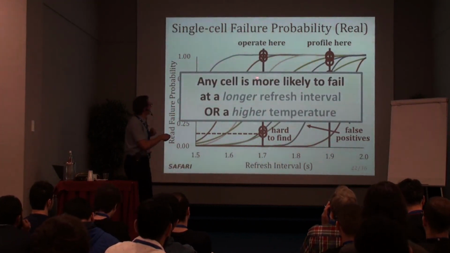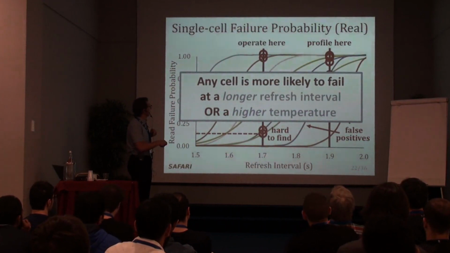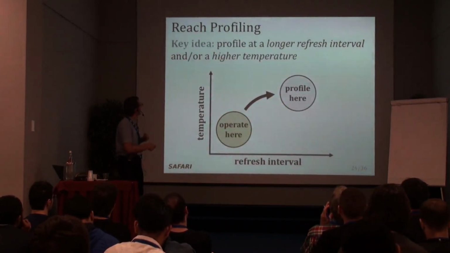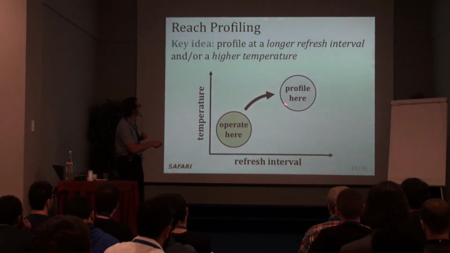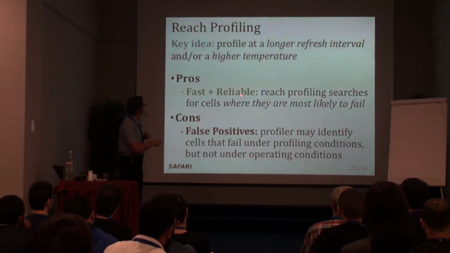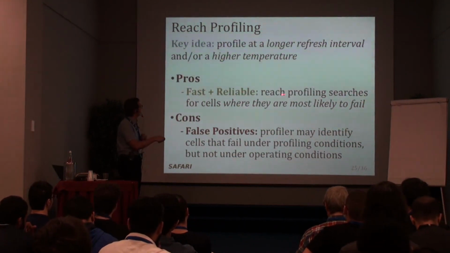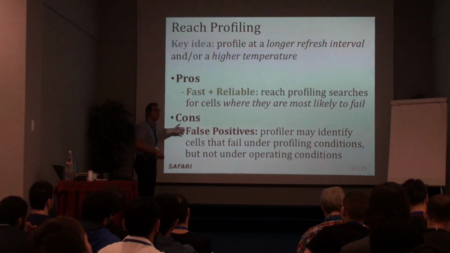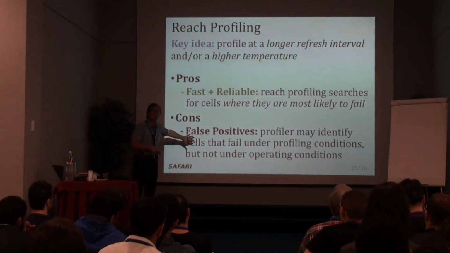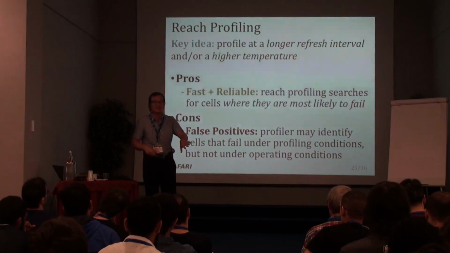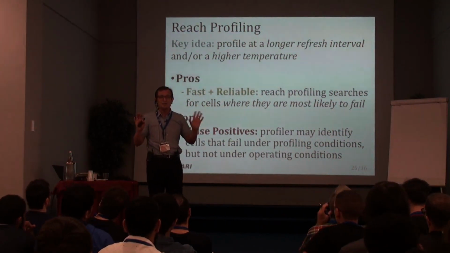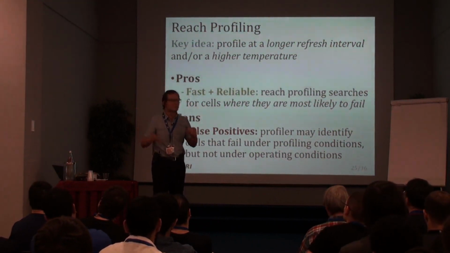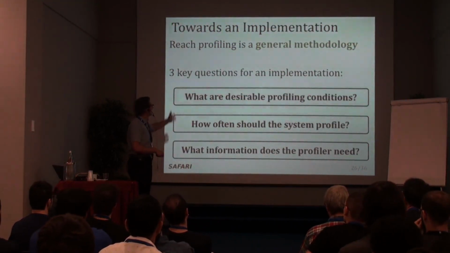Basically, any cell is more likely to fail at a longer refresh interval or at a higher temperature. So that's the idea of reach profiling that I gave you over here. Because you know this, profile at a longer refresh interval and/or higher temperature. It turns out this is faster and reliable. It searches for cells where they're most likely to fail, but it causes false positives because the profile may identify cells that fail under profiling conditions, but not under operating conditions. But maybe it's okay. False positives are okay because you refresh the cell more frequently than needed, but that's okay perhaps, right? So the paper answers a bunch of questions.